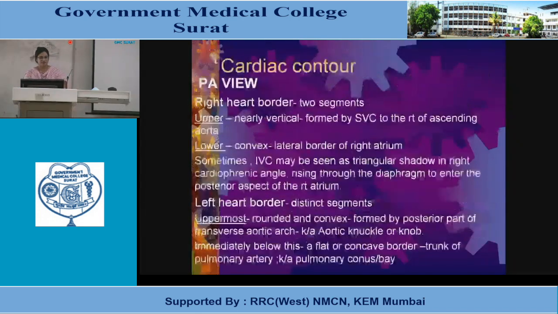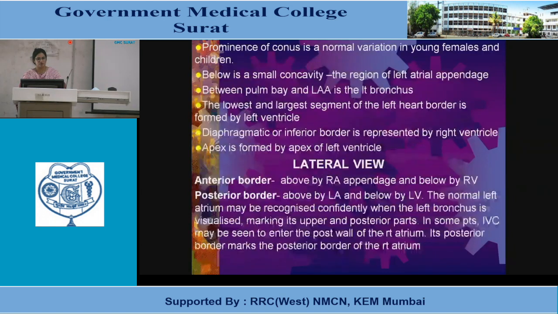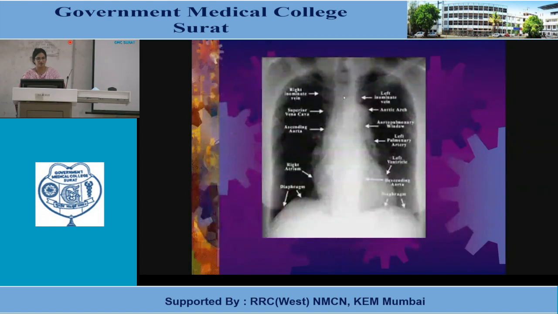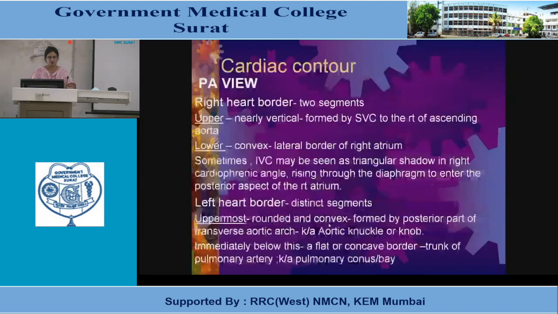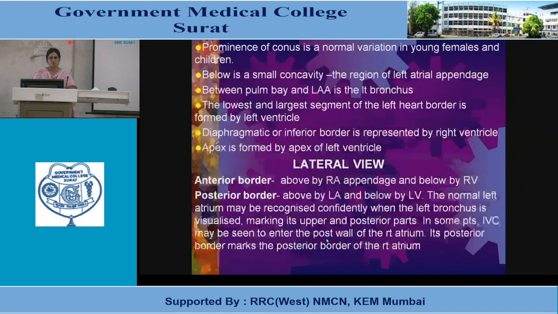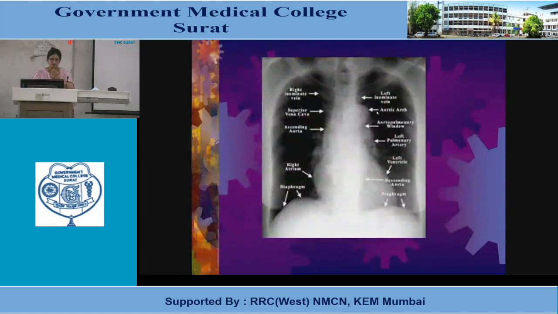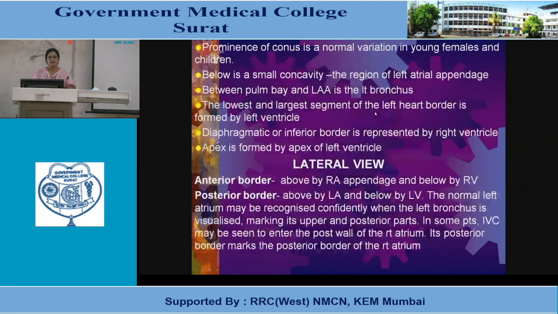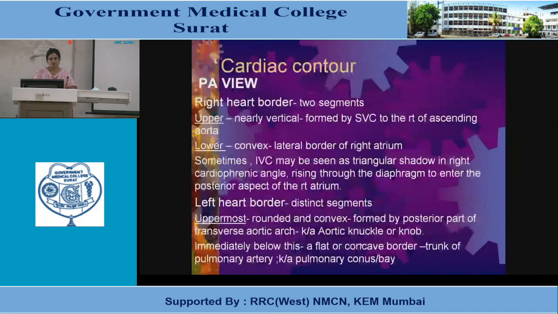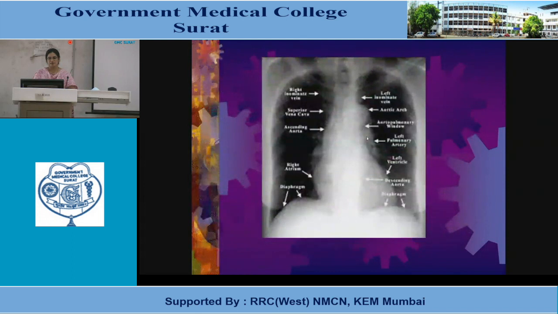Left heart border has distinct segments. First of all, we'll see the right heart border. You can see the right heart border is formed by the superior vena cava and the right atrium. Left heart border, in the uppermost part, is rounded and convex, formed by the posterior part of the transverse aortic arch, known as the aortic knuckle or knob. So the left heart border starts from the aortic arch. Then, immediately below this, a flat or concave border, which is formed by the trunk of the pulmonary artery. It is known as the pulmonary conus or bay. So, this is the pulmonary conus or bay.